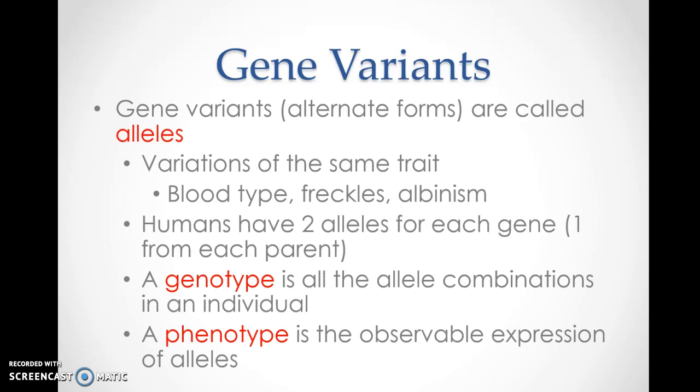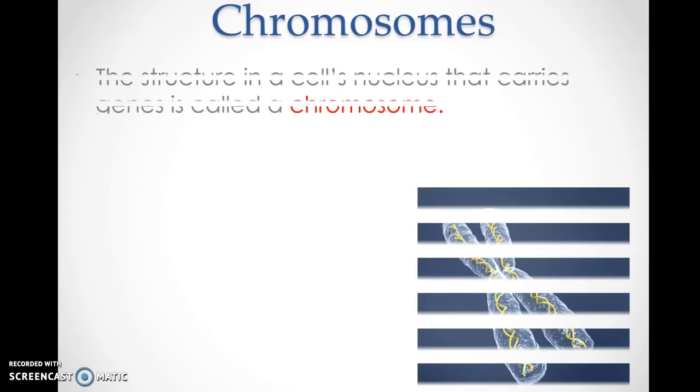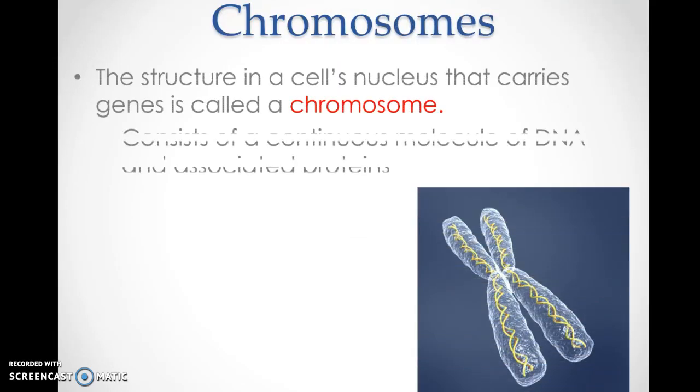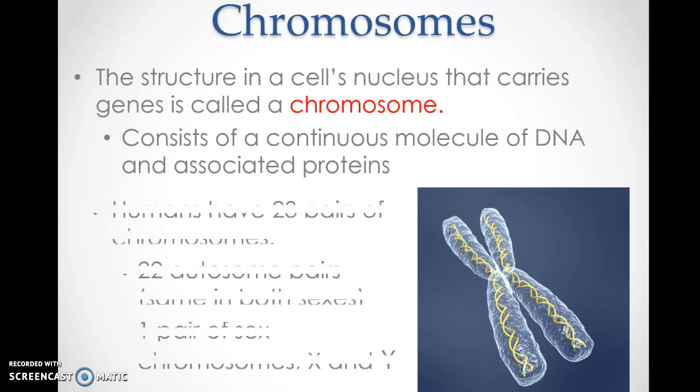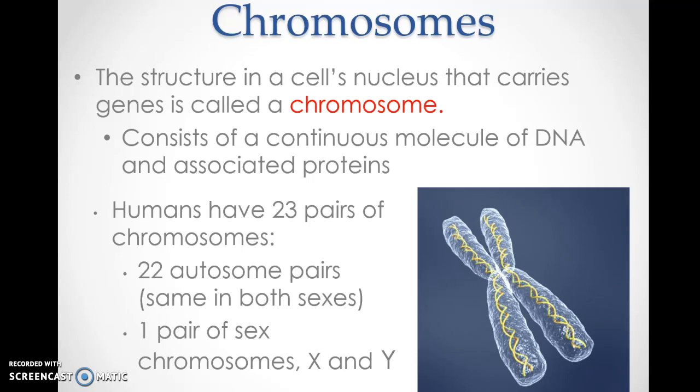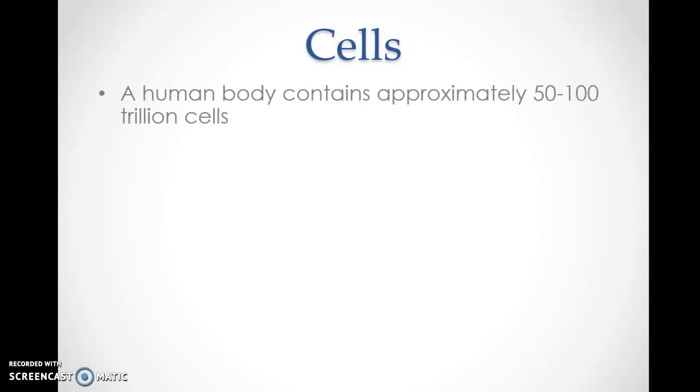Genotypes and phenotypes are just ways that we can describe individuals. We can describe their alleles, and we can actually describe the observable traits as well. So when we want to look at all of an individual's genetic information, we look at chromosomes, and I think I mentioned this very briefly, but humans have 46 chromosomes. You've got 23 from your mom and 23 from your dad. 22 of those are the same in both sexes, and then one pair of those are your sex chromosomes. It determines whether you're male or female.